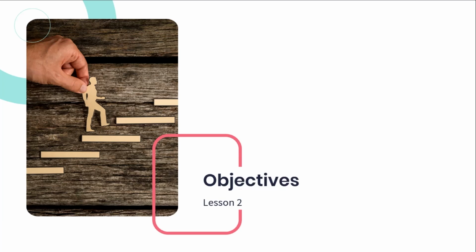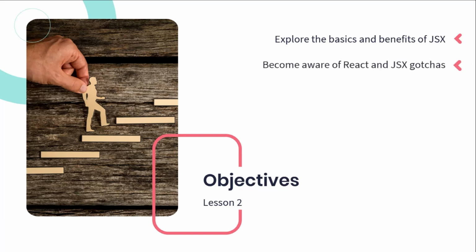In this lesson, we're going to be focusing on just two things. We will explore the basics and benefits of JSX and make you aware of React and JSX gotchas. In programming, a gotcha is a feature of a system, a program or a programming language that works in a way that is documented, but is counterintuitive and almost invites mistakes.